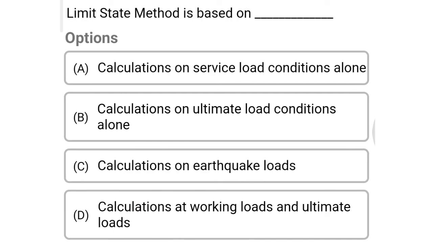So next question, limit state method is based on option A calculation on service load condition alone, option B calculation on ultimate load condition alone, option C calculation on earthquake loads, option D calculation at working loads and ultimate loads. So the correct answer is option D calculation at working loads and ultimate loads.